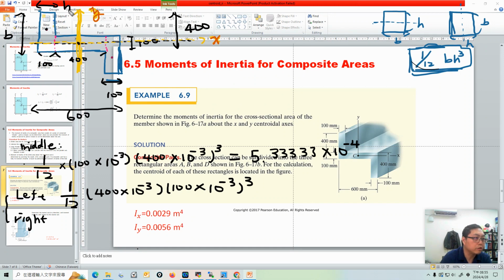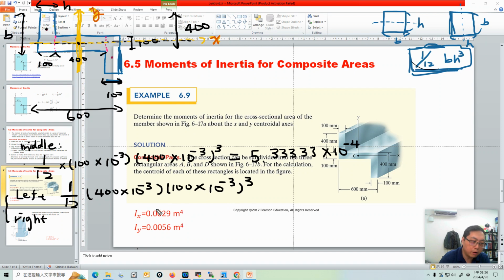This is your H. Right now our rotational axis is a vertical one. So your B is here, H is here, the height is here. Be careful, it's B H cubed divided by 12.